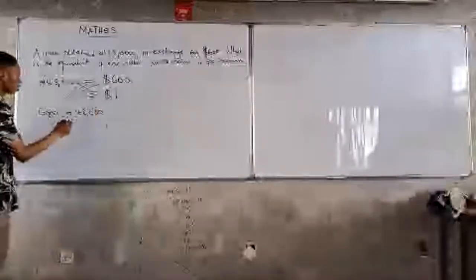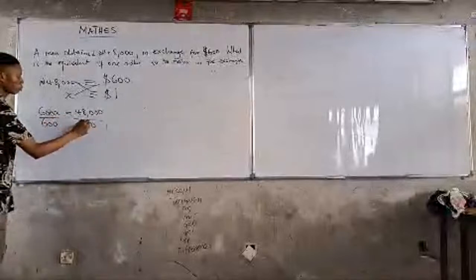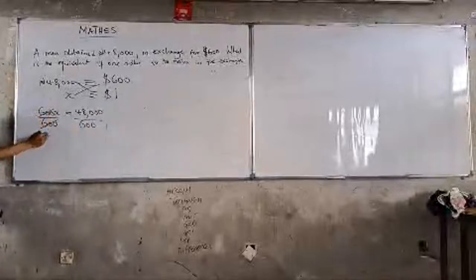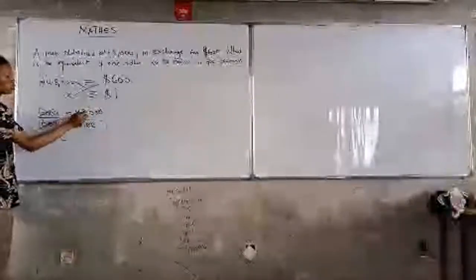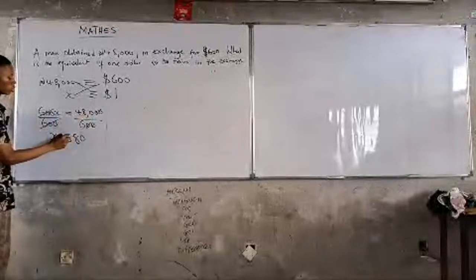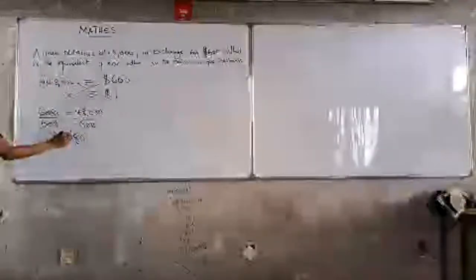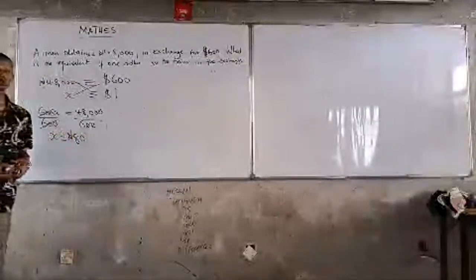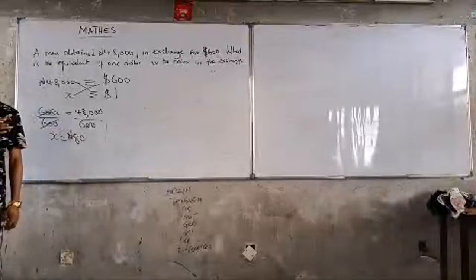We divide both sides by what? 600. 600 cancel 600. So x is equal to, so 480 divided by 6 will give us what? Sorry, it means $1 is equivalent to 80 naira. Do you understand what went on there?